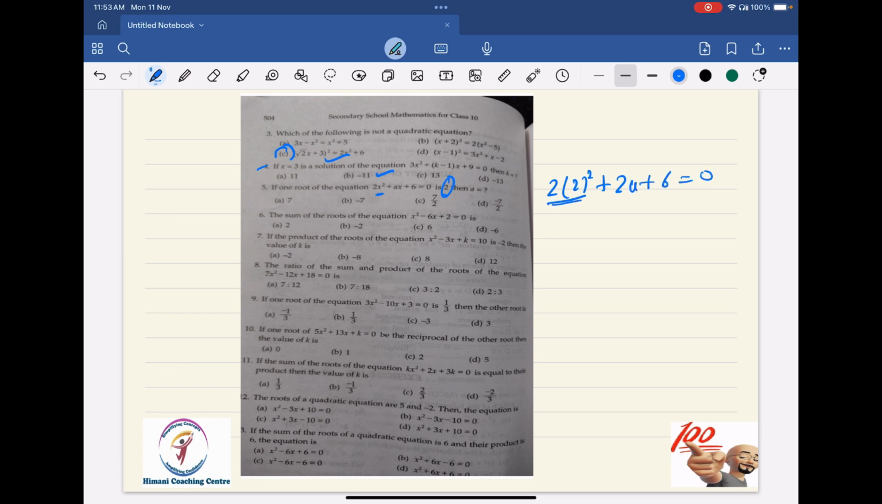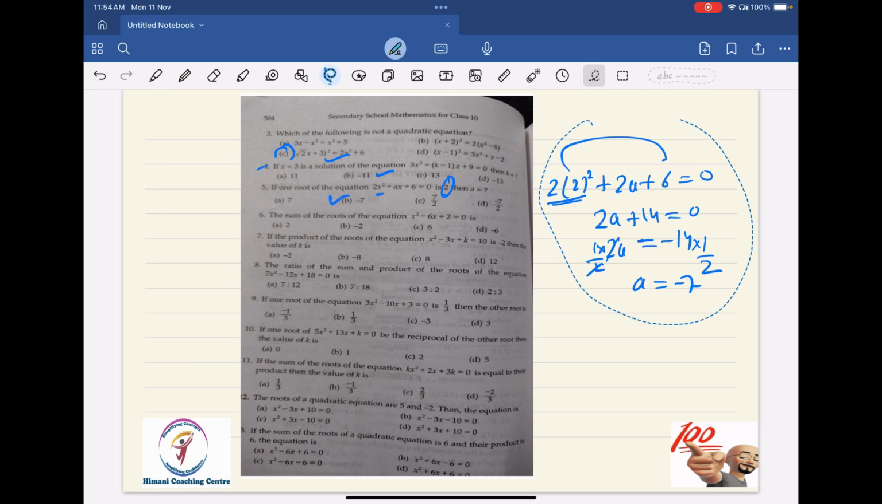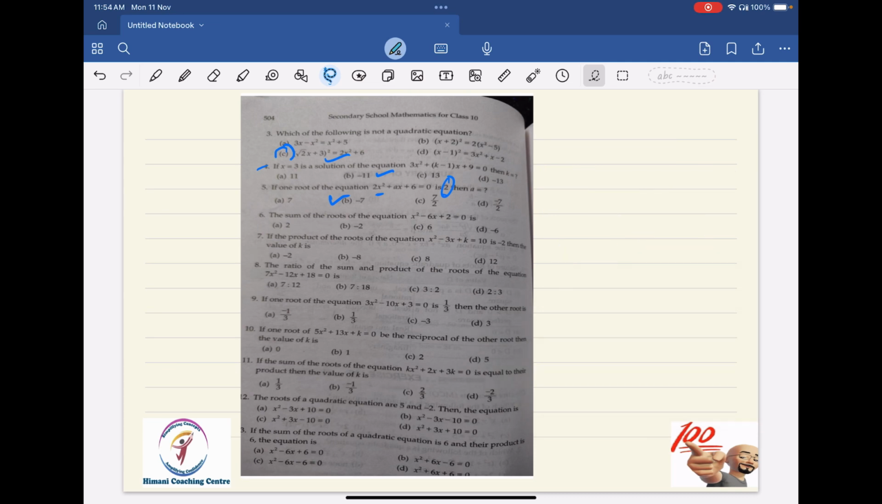So 2 times 2 square plus 2a plus 6, which is equal to 0. So this will be 8, and 8 plus 6 is 14. So 2a plus 14 is equal to 0. 2a equals minus 14. I need to reciprocate 2 to get rid of that. So a equals minus 7. So this is our answer for this particular question. Okay. Now let us move to the next question.